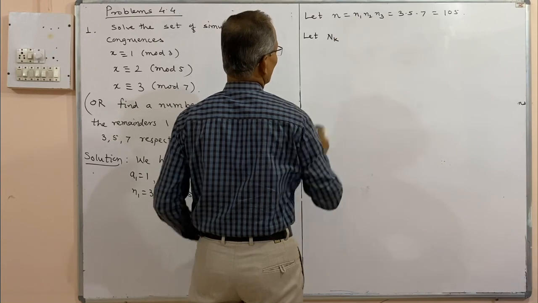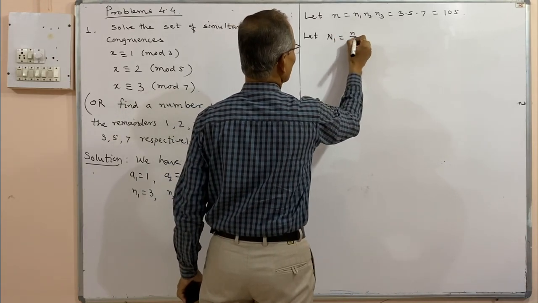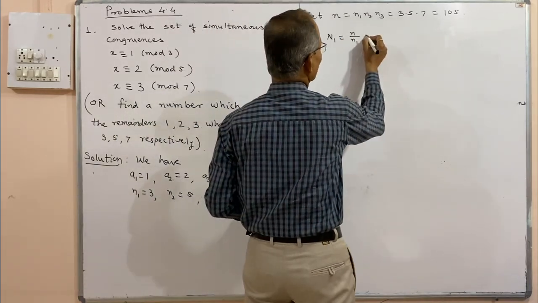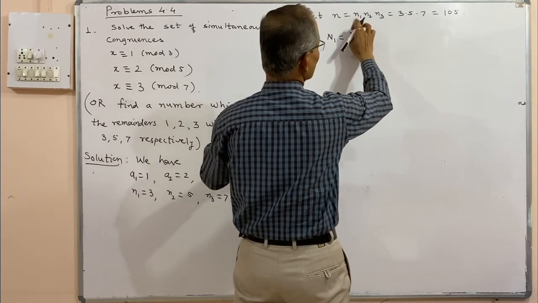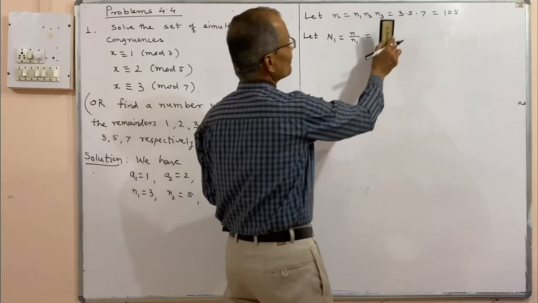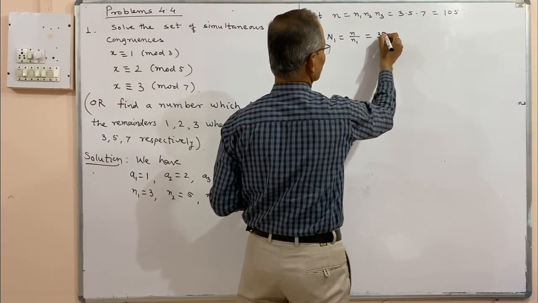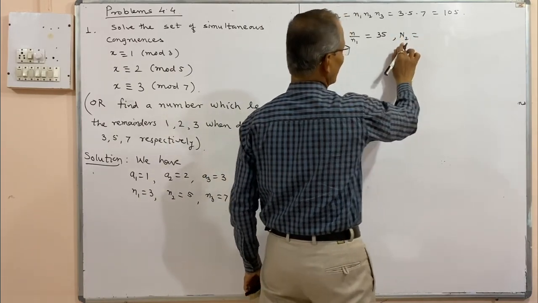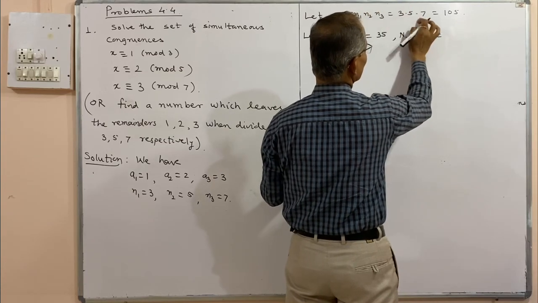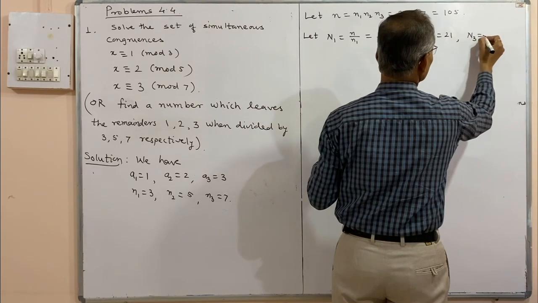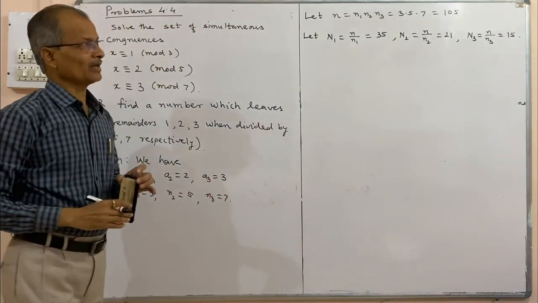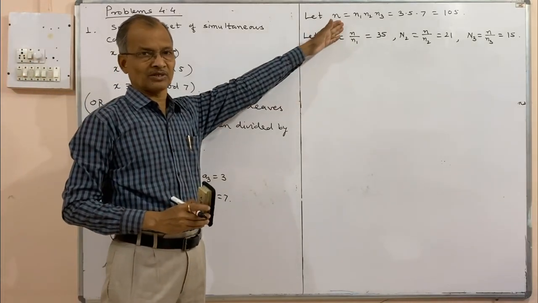And further, capital Nk is N divided by small nk. What is N? N is 3 into 5 into 7, and n1 is 3, so when divided by 3 the first factor cancels, and the remaining is 5 into 7, which is 35. What is N2? In capital N2, the second factor cancels because it is N divided by n2, so it is 3 into 7, that is 21. Similarly, N3 is N divided by n3, so the third factor cancels. It is 3 into 5, that is 15. So these are capital N1, N2, N3.